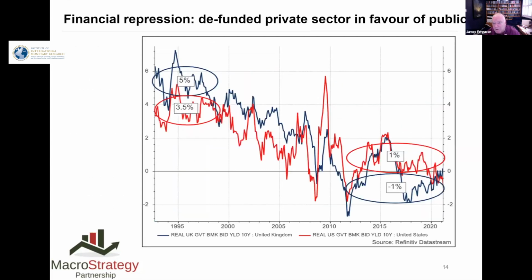Now, why do gilt yields and treasury yields, because I put treasury yields on here too, which are the red ones, these are the real government bond yields for the 10-year benchmark. And you can see that back in 1995, in the UK, the real yield on gilts was about 5%. And in the US, the real yield on treasuries is about 3.5%. And now you can see that in the last decade or so, the real yield on gilts had fallen from positive 5% to negative 1%.